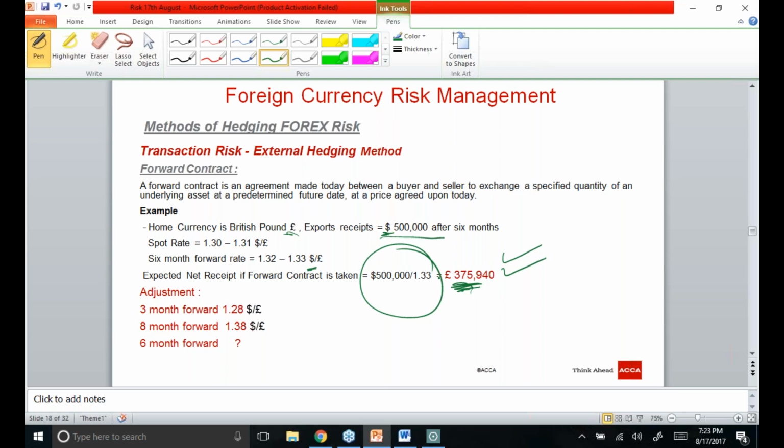Okay, what examiner can do? Examiner can give you 3-month rate, and examiner can give you the 8-month rate. But question is from the 6-month rate. Okay, how are you going to solve it? You will take the difference. Its difference will be 0.10.